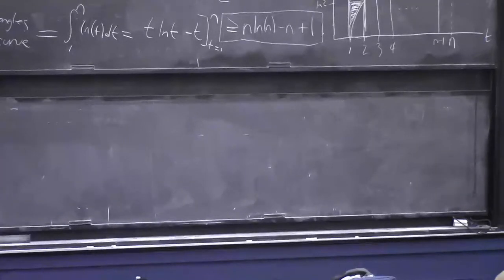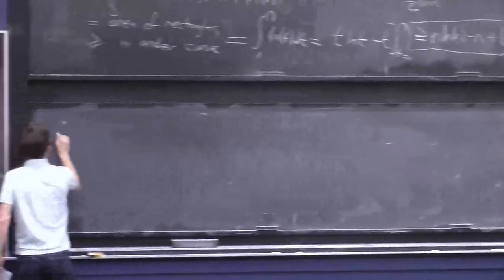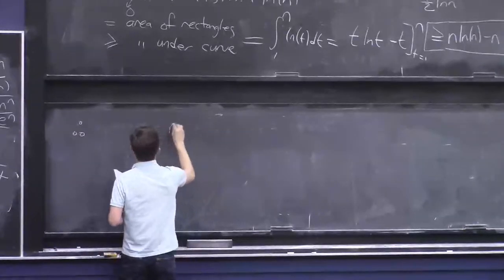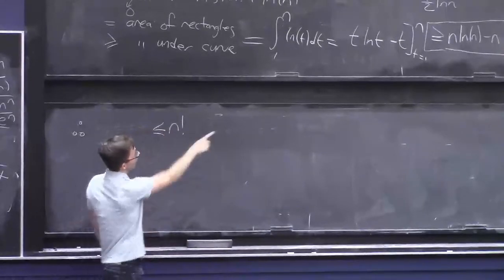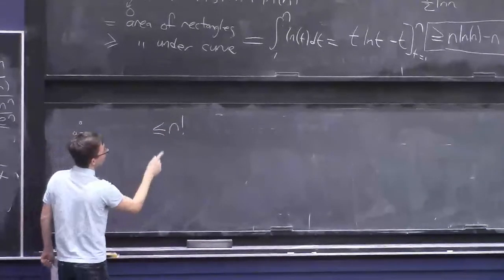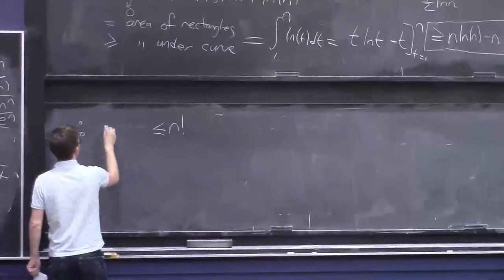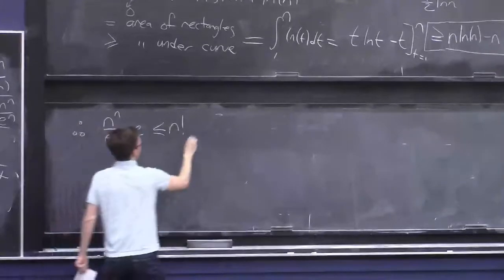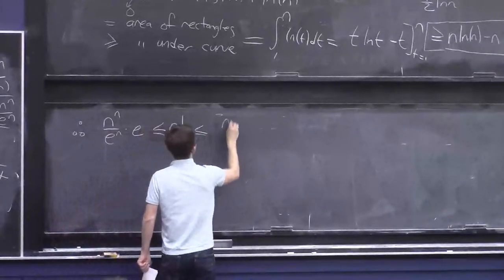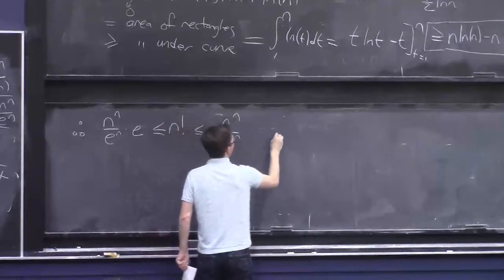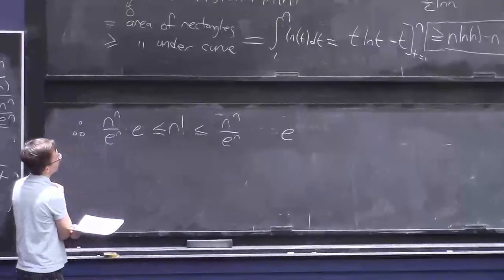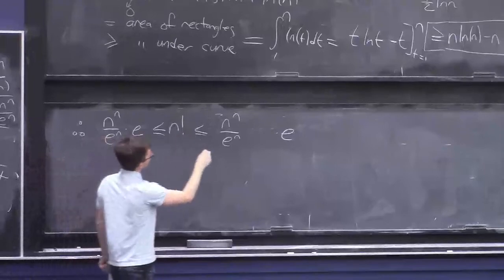So in fact, let me just exponentiate everything so we get a bound on n factorial. And we therefore deduce that n factorial is at least, so the exponential of the lower bound is, I got n to the n over e to the n times e. And the upper bound is the exact same thing as that, n to the n over e to the n times e, but plus the exponential of the straightened thing, the straightened triangles, which is e to the half ln n, is root n.